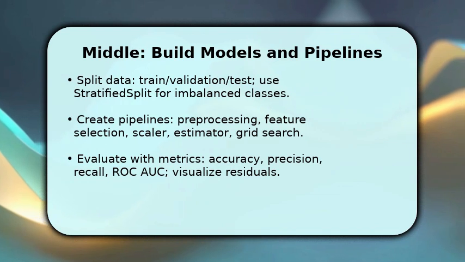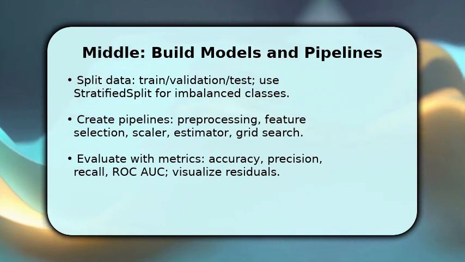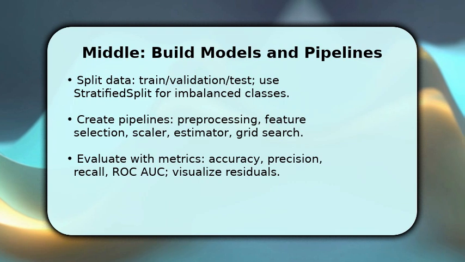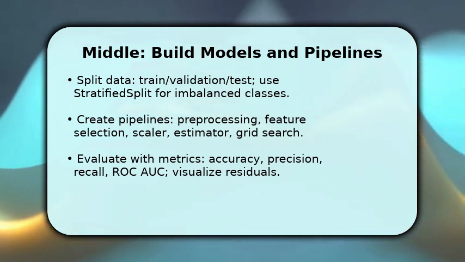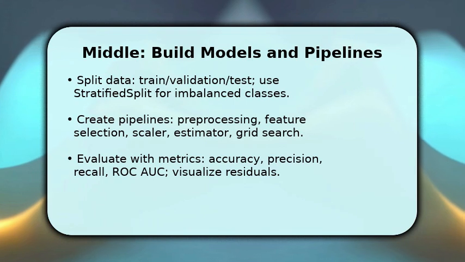Once done, run grid search CV or randomized search CV to tune hyperparameters and record validation scores. Make sure to visualize predictions and residuals. That explains model behavior better than numbers alone.